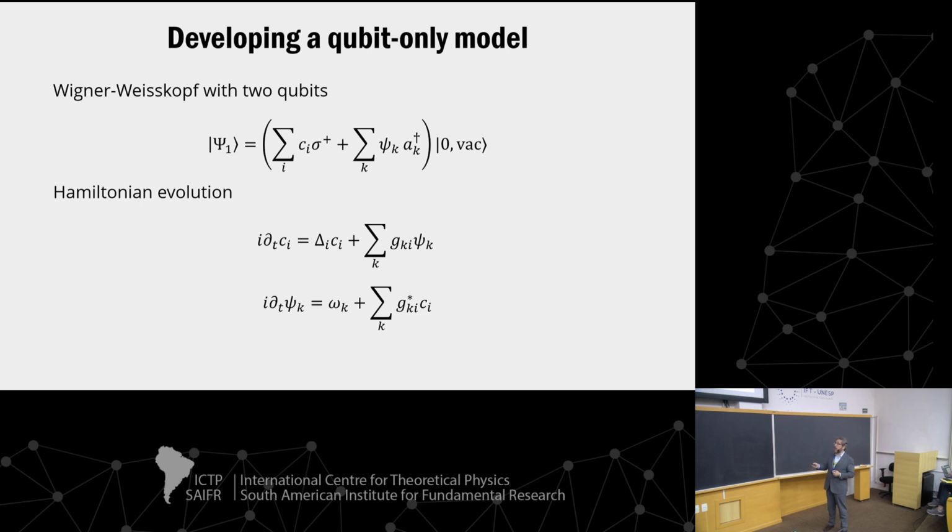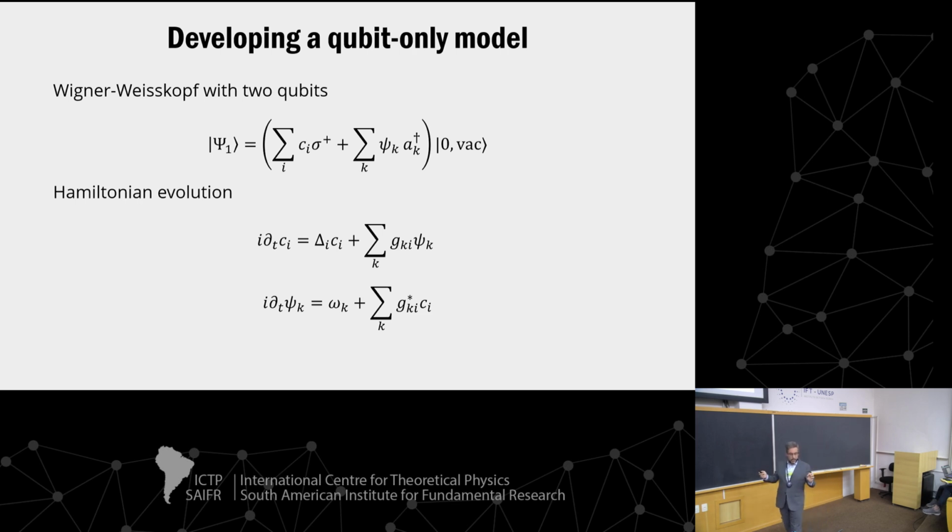Basically, you see here that the qubits and the photons oscillate with their natural frequencies, and the coupling makes them exchange amplitudes. So the photons can feed the qubit, and the qubit can decay and feed the photonic field. There's a typo here: a psi k is missing.